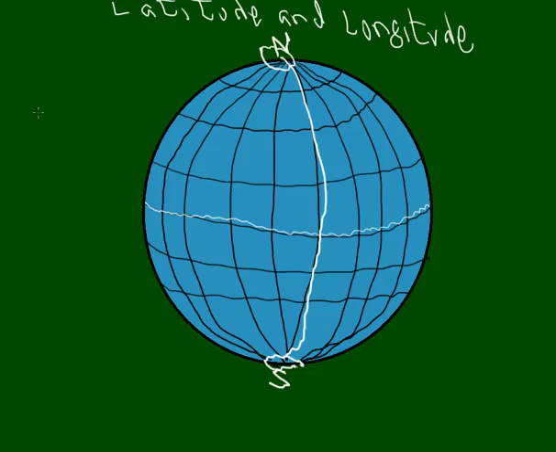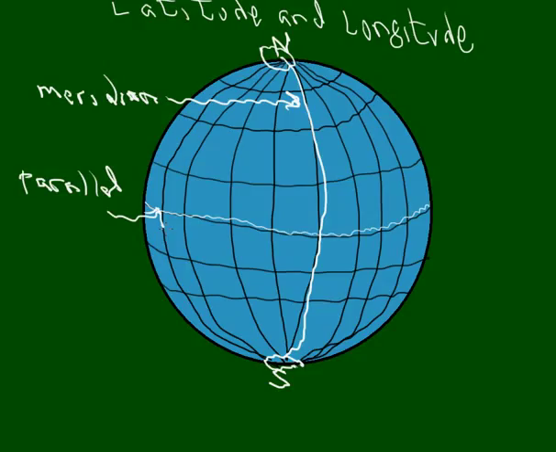In fact, another name for longitude lines is meridians. So the line that I have outlined here is a meridian of longitude, and the east-west line that I've outlined is a parallel of latitude. So longitude lines are meridians, and latitude lines are parallels, which is another name for it.